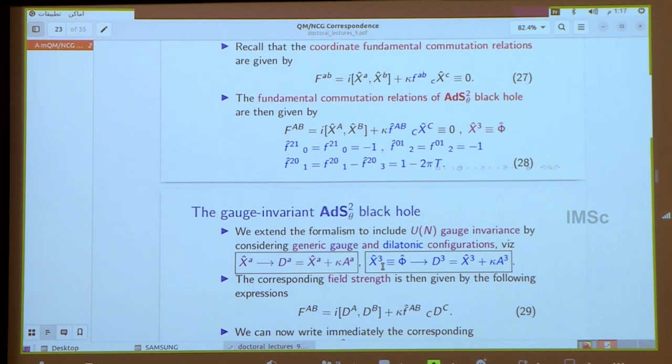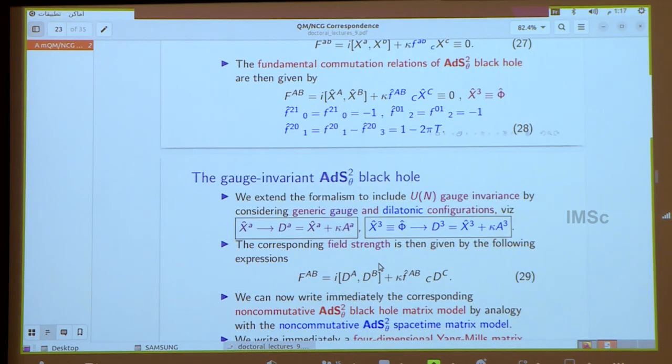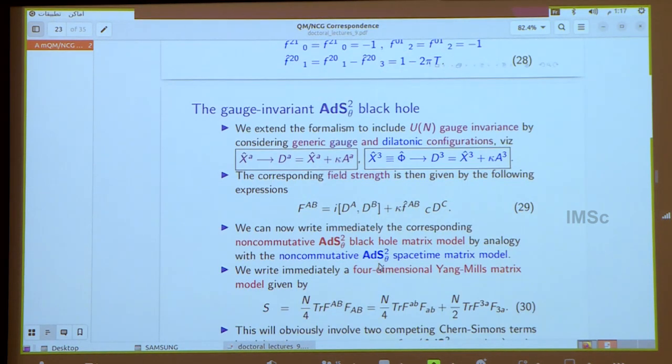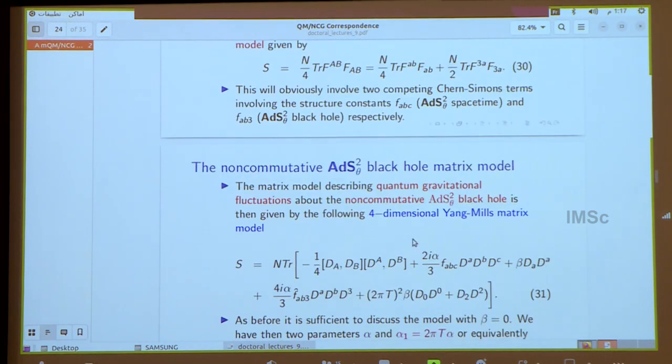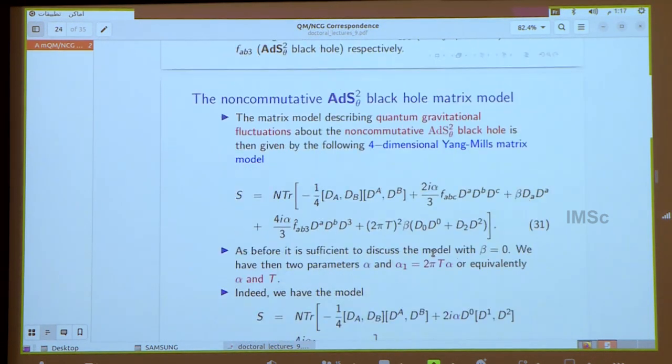Directly I can generalize to gauge theory in the usual way, and I write a gauge action, and the gauge action will have these terms in it. The most important, this is the 4-dimensional Yang-Mills matrix action. This is our gauge action. It describes quantum gravitational fluctuations about the non-commutative AdS2 black hole. The classical solution of this matrix model is given by the non-commutative AdS2 black hole.